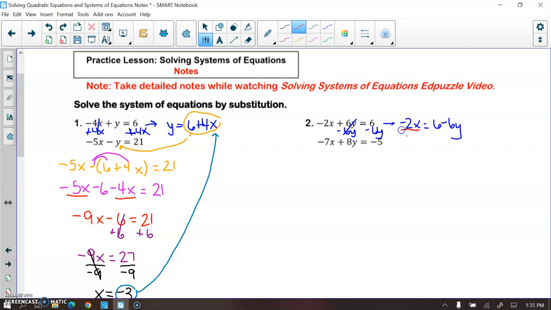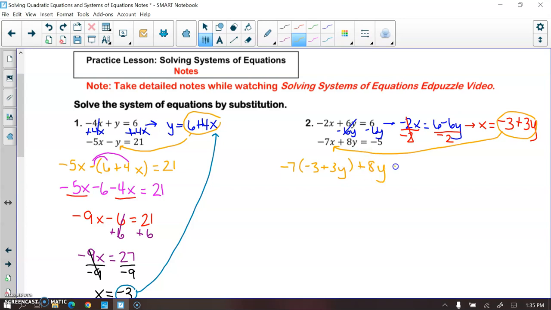But then I need to divide both sides by -2. And so I get x is equal to 6 divided by -2 is -3, and -6y divided by -2 is +3y. Now I need to take that -3 plus 3y and substitute it in for x in my other equation. So I have -7 times -3 plus 3y, plus 8y, is equal to -5.